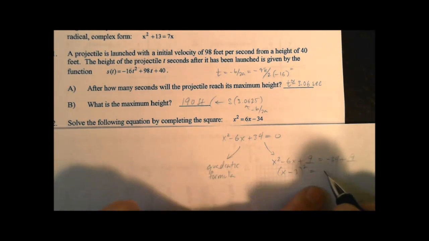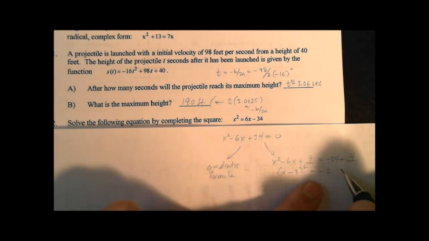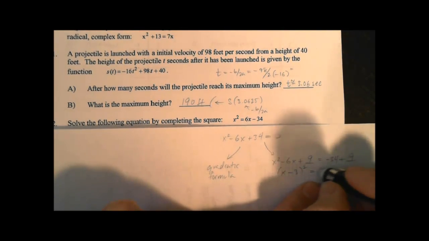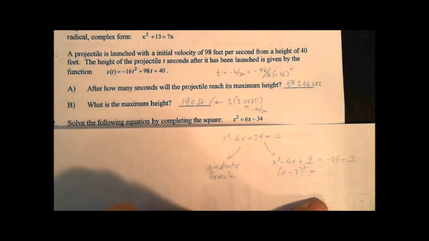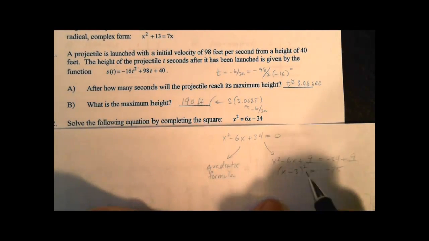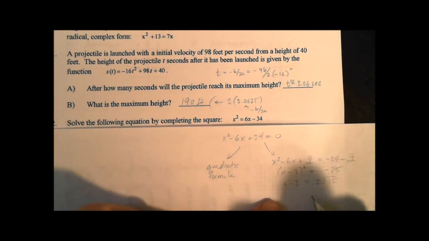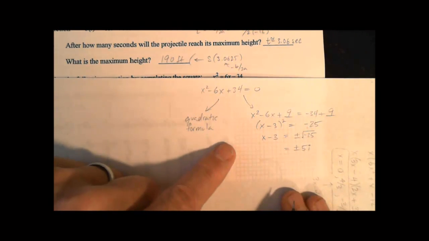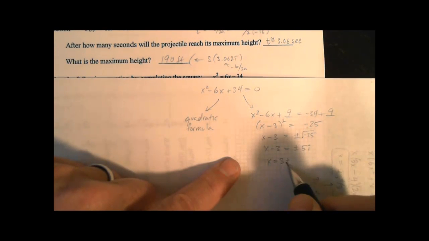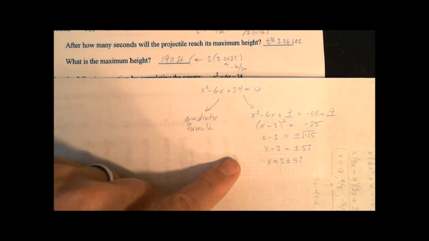Negative 34 plus 9 is a negative 25. No, that's 34 minus 9. My brain is seizing with chocolate cookies. It was negative 25. Peanut butter and chocolate cookies. Plus or minus square root, which you might recall is plus or minus 5i. So x minus 3 is this, and so x equals 3 plus or minus 5i via completing the square.